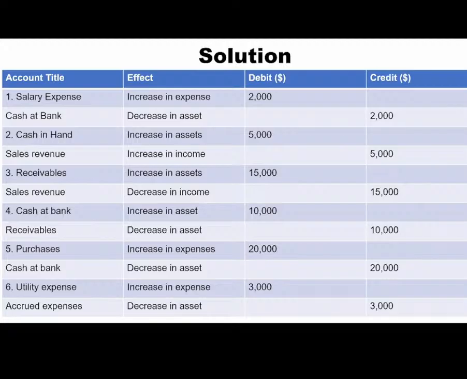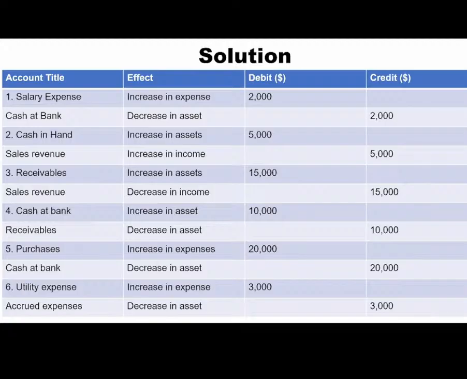It is going to increase in assets, which is 5,000 we debit, and also increase in income on the sale revenue. So we are going to credit that because it's a revenue. Then the sale of books on credit, so that is a receivable. So it's going to increase in our assets, we debit 15,000, and then it is also going to increase in income on our sale revenue. So we credit the 15,000.